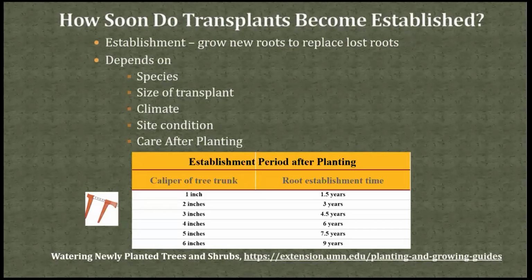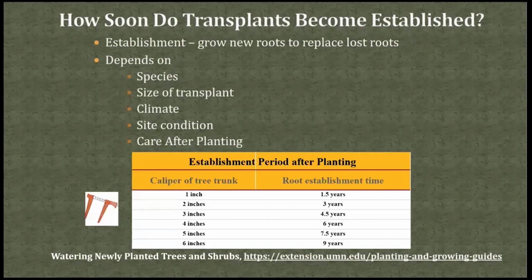This research project from University of Minnesota looked at the establishment period after planting. Now, keep in mind, when you transplant a large tree, whether it's a 1-inch caliper tree or a 6-inch caliper, there will be a fair amount of root loss or root damage in that process.